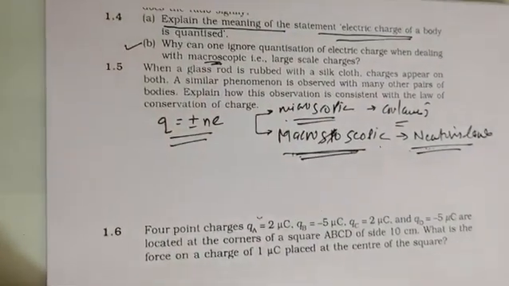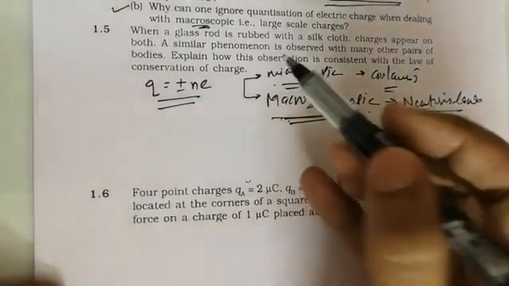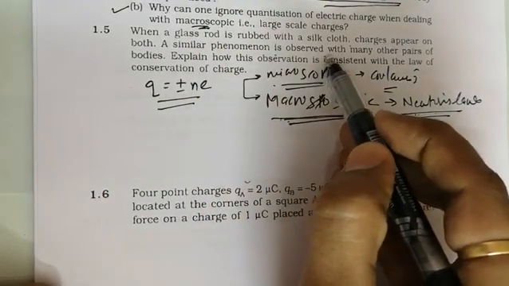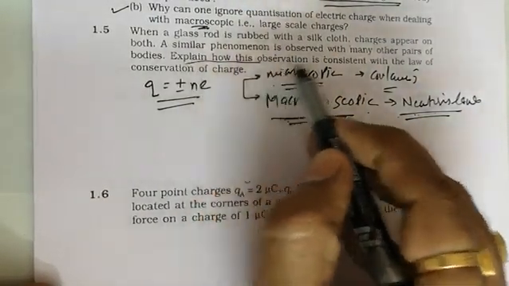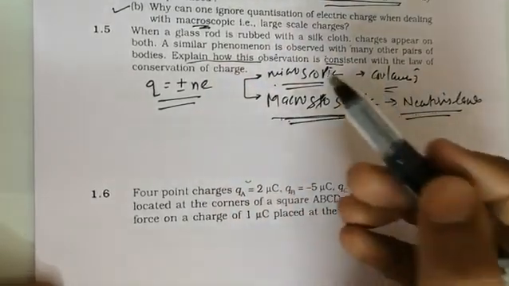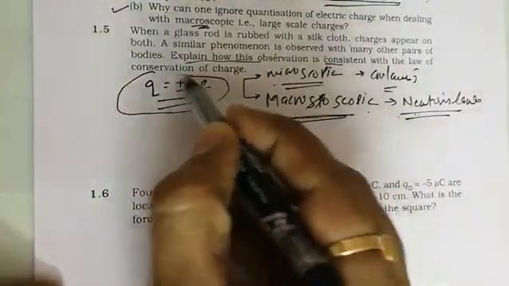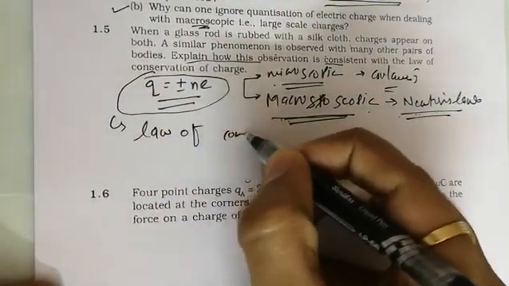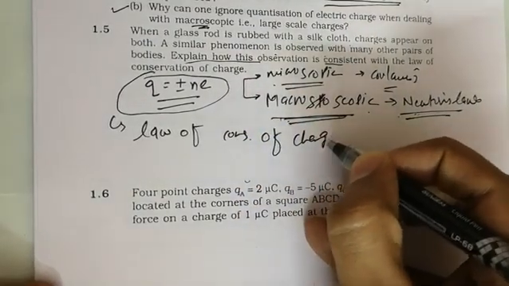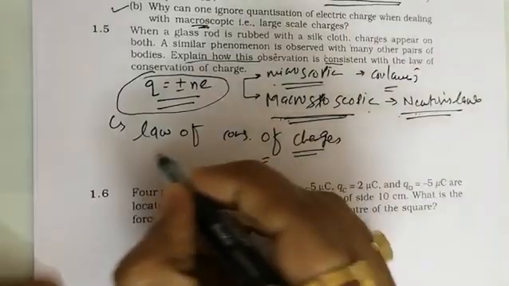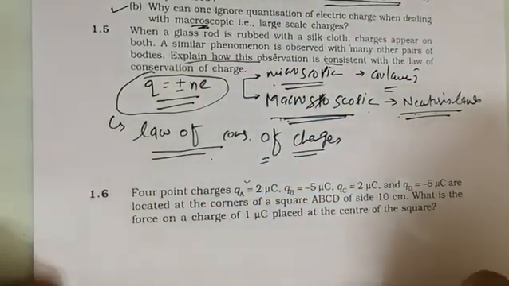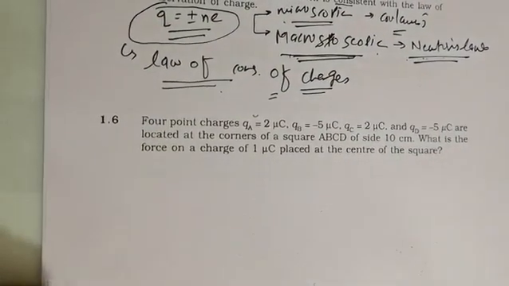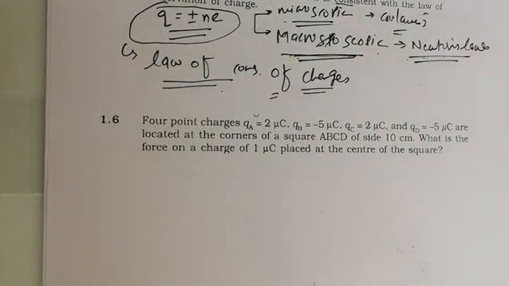Example number 1.5 is saying that whenever a glass rod is rubbed with a silk cloth, charges appear on both sides. A similar phenomenon is observed with many other pairs of bodies. Explain how this observation is consistent with the law of conservation of charge. Yes, it is a supernatural law, the law of conservation of charges, the same as the law of conservation of energy. So whenever charges are removed or leaving, the same amount of charges also appears. In the universe, the amount of charge remains constant.